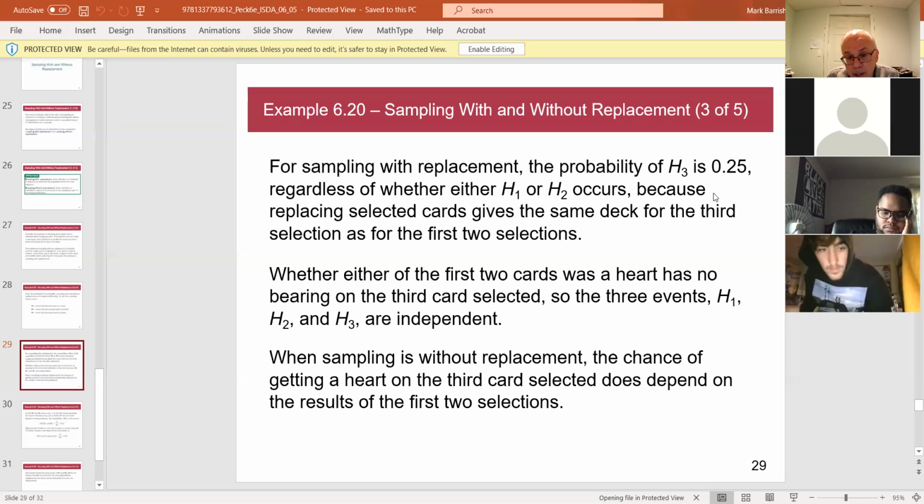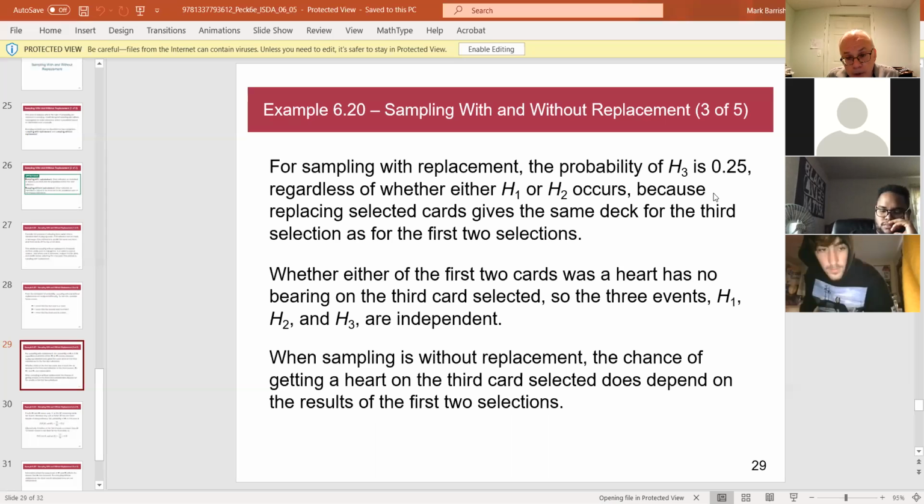So we would say, in this case, that sampling without replacement means that the probability of H3, the probability of selecting a heart on the third try, is dependent on what happened on the first 2 cards being drawn, doesn't it? It depends on whether a heart was chosen in the first card, or a heart was chosen in the second card. So those events are dependent.